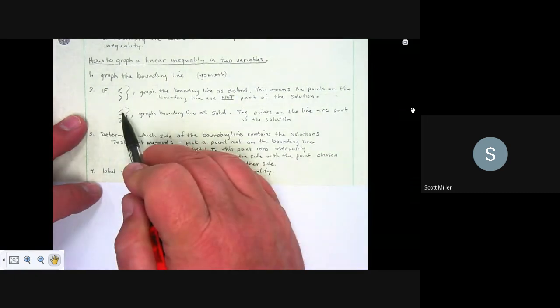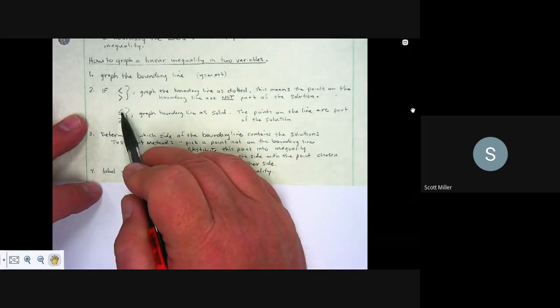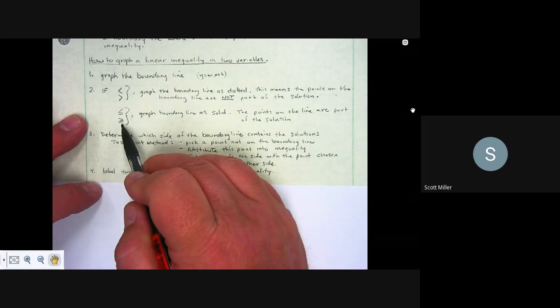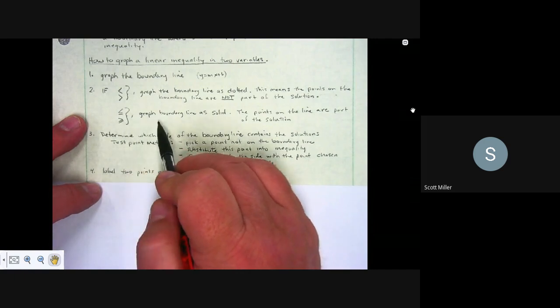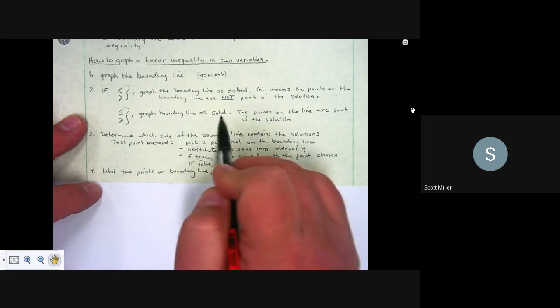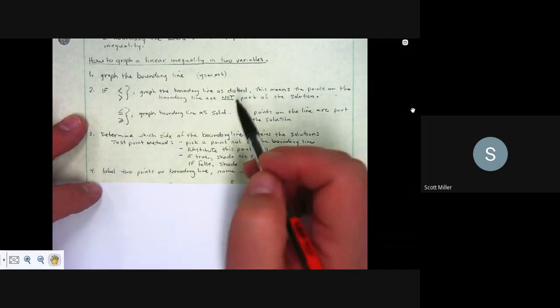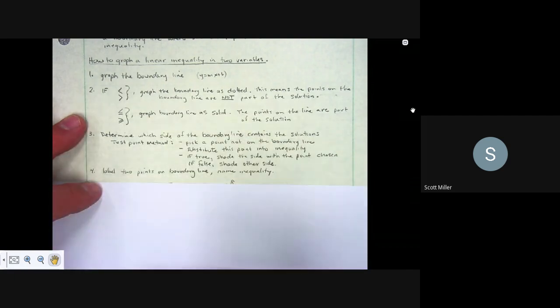Whereas when I have these symbols right here with the or equal to parts, so less than or equal to, greater than or equal to, then you're telling me that the boundary line is part of the solution, and so we will draw it with a solid line. This is very important to remember, these two things, because they continue on from now until forever.